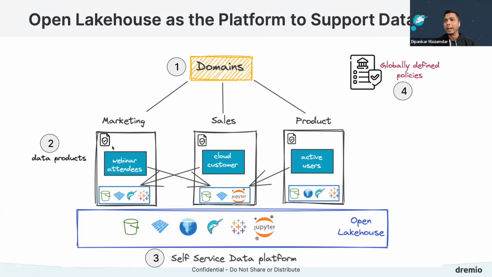And finally, for each of the domains, there is a globally defined policy that the organization has defined, but each domain has its own flexibility in terms of how they define things. For example, they might have a catalog that manages the data, and how they share this data, which governance policies apply, which teams are eligible to see this particular data product, right?